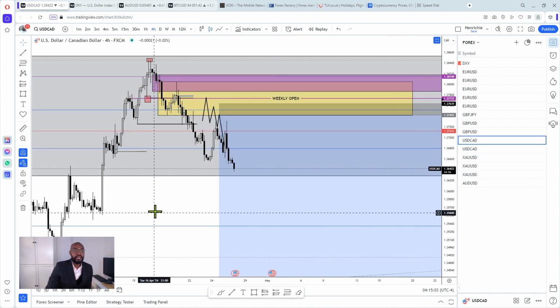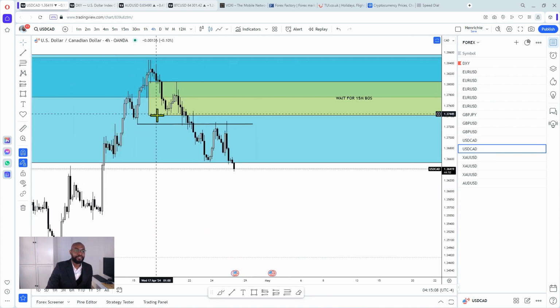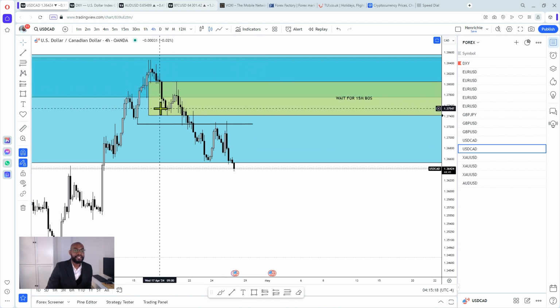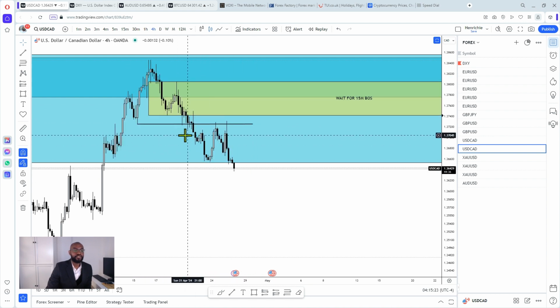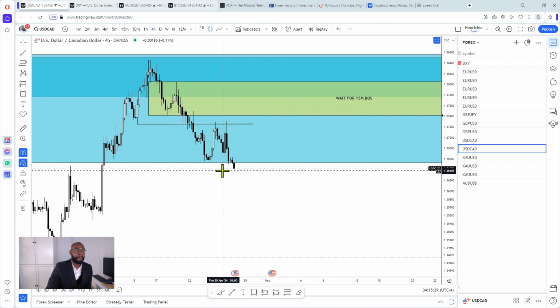So for USD CAD, USD CAD is just dropping and dropping after we broke this low right here on the 4-hour time frame. After we broke this low, I was anticipating to see price come to the upside to mitigate this position because this was the last up close candle before dropping to break structure. For some reason, price didn't get to that position before it dropped. So personally, I'm not going to just jump in and start looking for any buys on USD CAD.